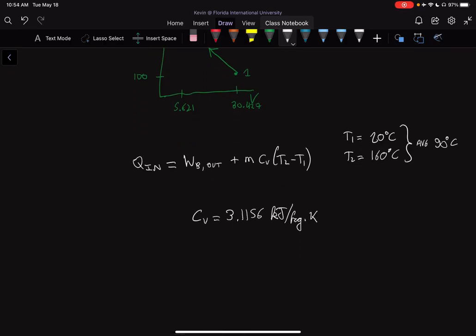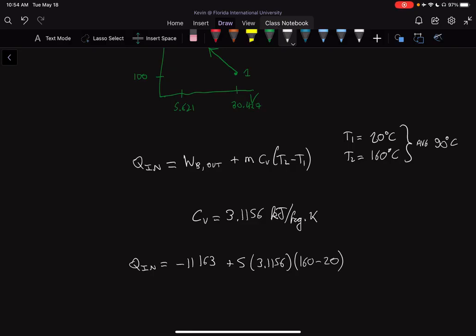And so finally, we have that Qin is equal to minus 11,163 plus 5, which is the mass, times 3.1156 times 160 minus 20.